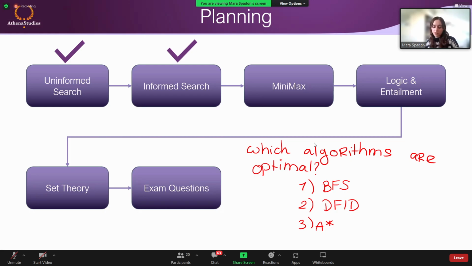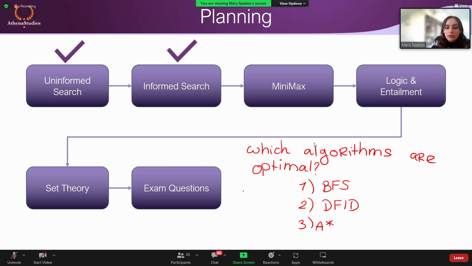Okay, so we can almost start again. Our last topic for today is Minimax with alpha-beta pruning as well. So can we start? Yes, we can start.